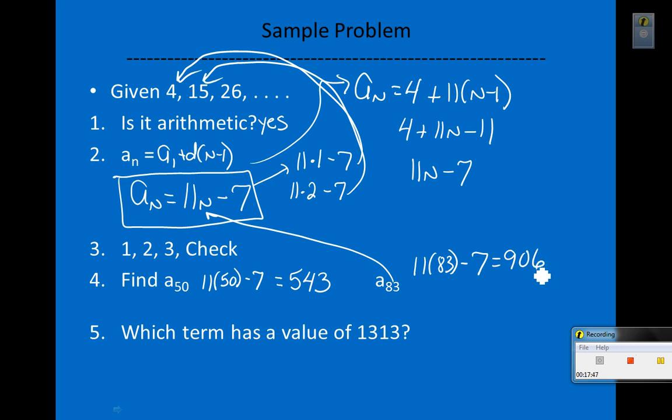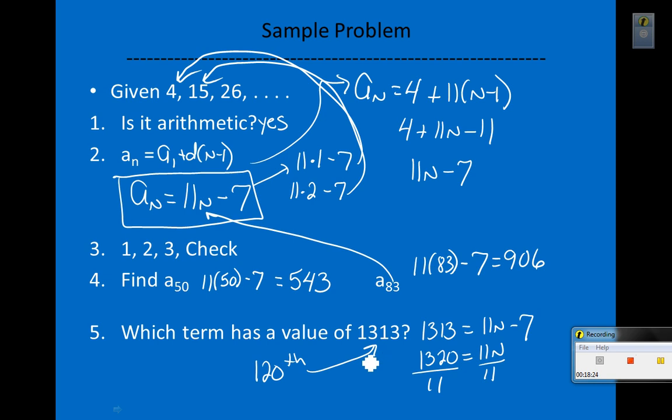For my part that says which term will have a value of 1313, I'm going to go 1313 equal 11n minus 7. And then we're going to solve that. So add 7 to both sides. So I got 1320 equal 11n. I'm going to divide both sides by 11. And the 120th term has a value of 1313.